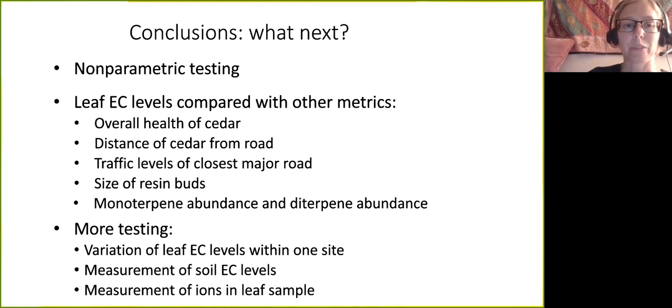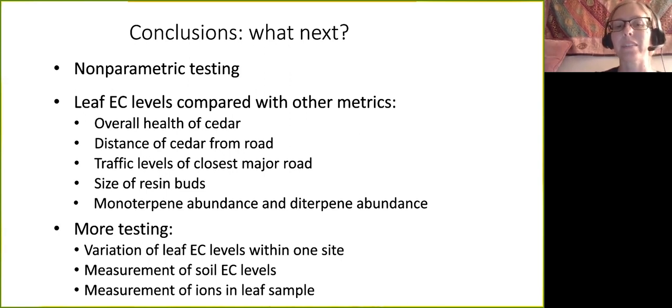I would also like to do more testing. So I'd like to see how much EC levels within leaves actually vary within one site. Is it common to have a huge variation? Is it odd to have that huge variation? I'd also like to compare soil EC levels with the EC levels of the leaves. Are those correlated? And even more so, I'd like to see what ions are in those leaves and how many there are. And I think that would give a really good idea of whether or not measuring leaf EC levels is a good way to test for salt accumulation in those leaves.